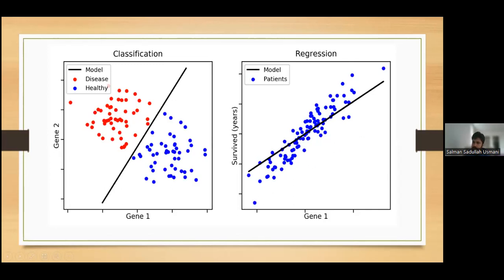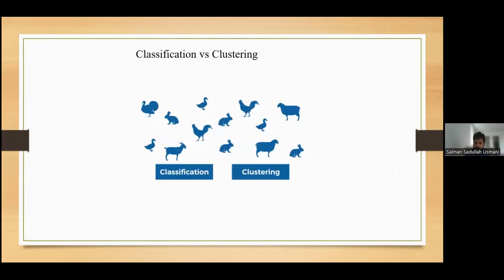There could be another line like this, but the distance from these points is much more. So we'll try to draw the particular line which has the minimum distance from all the input data in regression. And in classification, we try to draw the particular line which will classify the maximum number of input data, which will try to segregate the maximum number of input data.